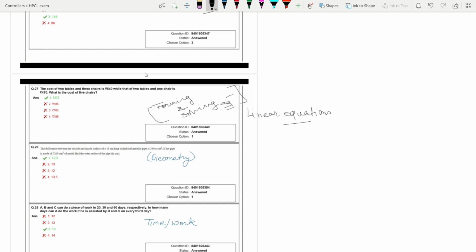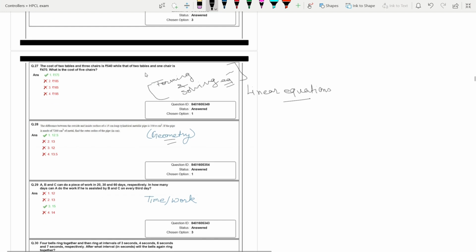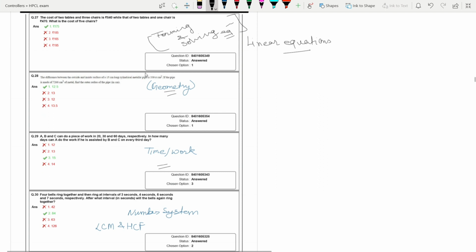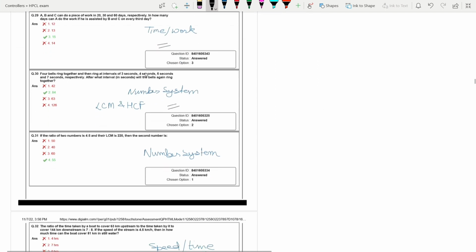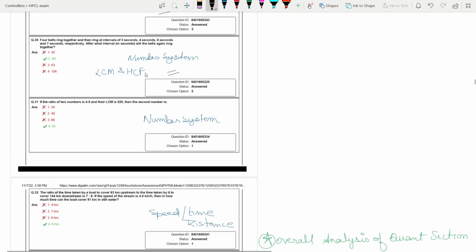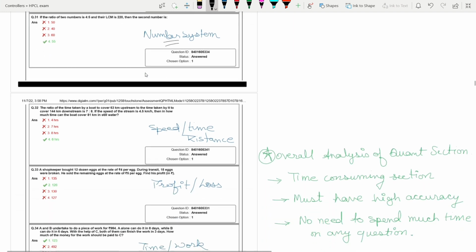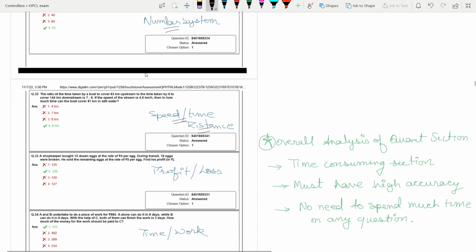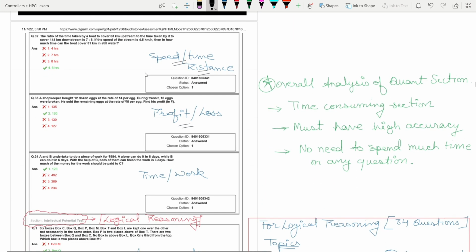The next one is geometry again. Then you have time and work, number system, LCM, HCF, all those related concepts, and again number system and speed, time, distance over here, and again a profit and loss question. Here, whatever is given in green is the correct answer.